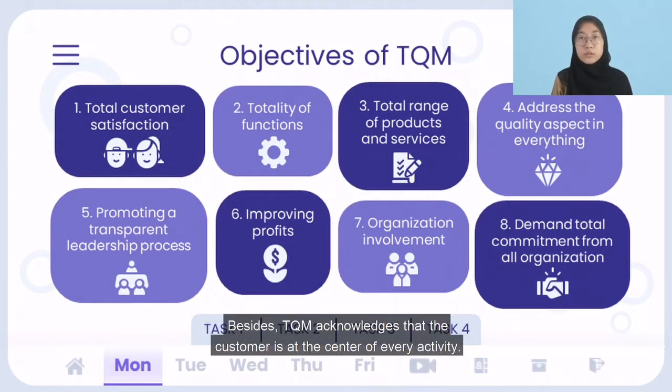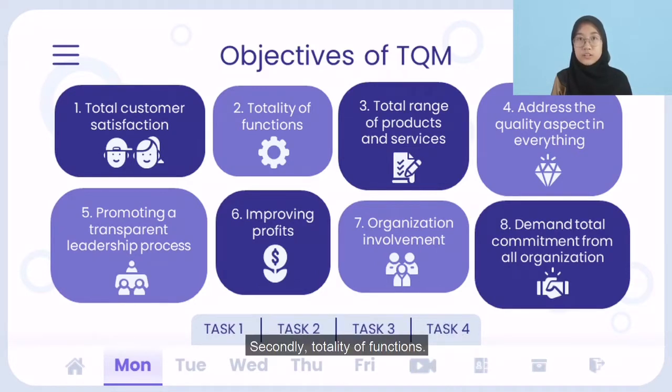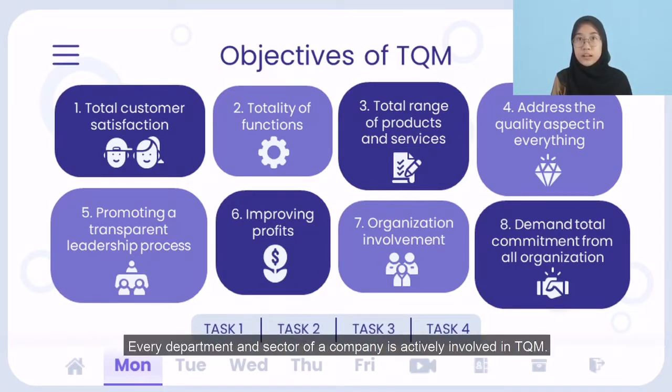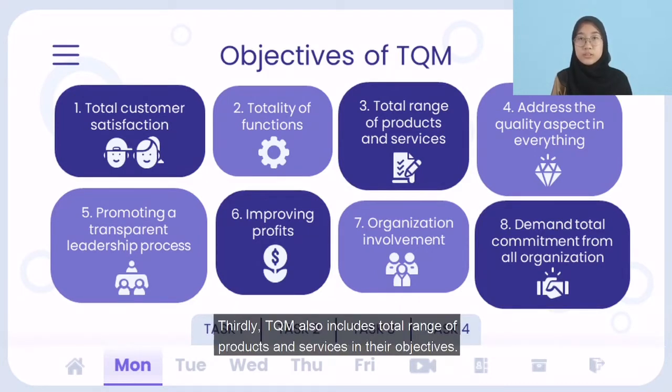Besides, TQM acknowledges that the customer is at the center of every activity. Secondly, totality of functions. Every department and sector of a company is actively involved in TQM. So, TQM ensures that each department operates at peak production. Thirdly, TQM also includes the total range of products and services in its objectives.